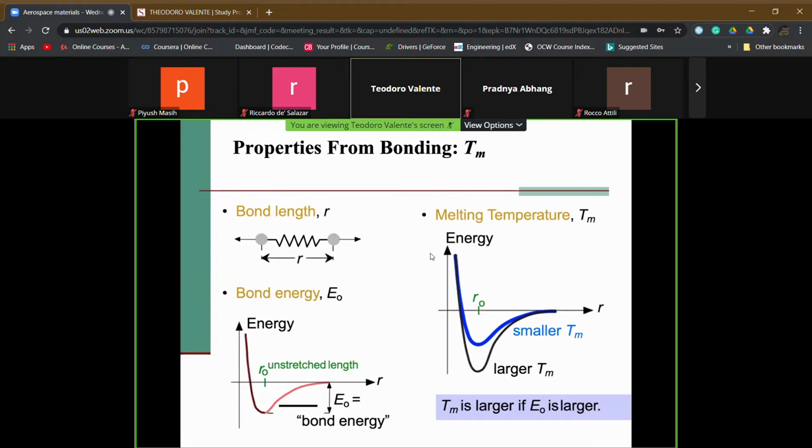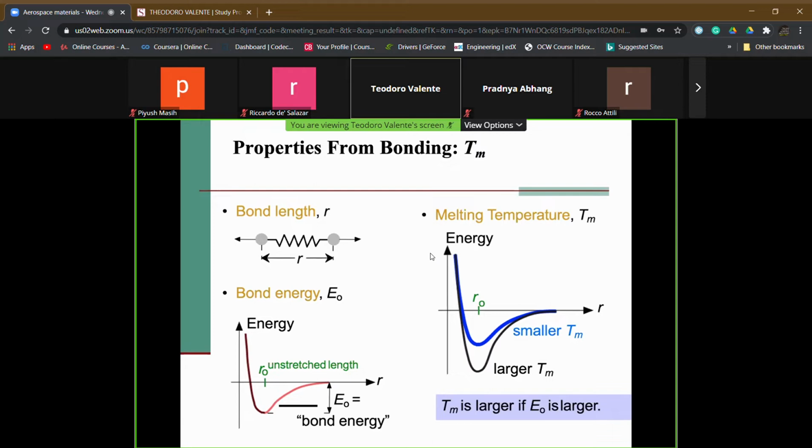The high melting temperature arises from something you have seen in chemistry in the first years of your course of study. I don't want to go into it, but in any case, it is related to the bond energy. The higher the bond energy, the higher the melting temperature of the material itself.